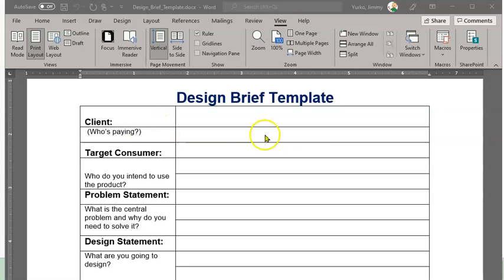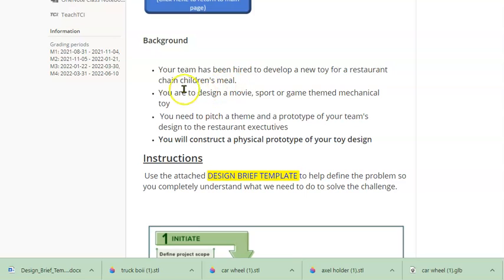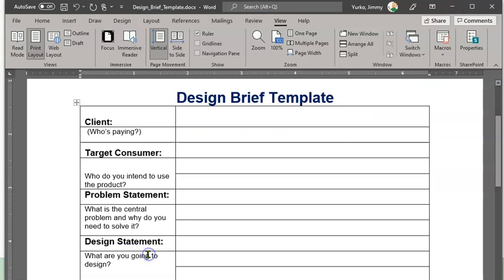So our client, that's who's paying for the project, right? So let's go ahead and take a look at our project background. You've been hired to develop a new toy design for a restaurant children's meal. So the client in that case is going to be that restaurant. So we've got a restaurant chain. You can pick your own for this project. That's our client.